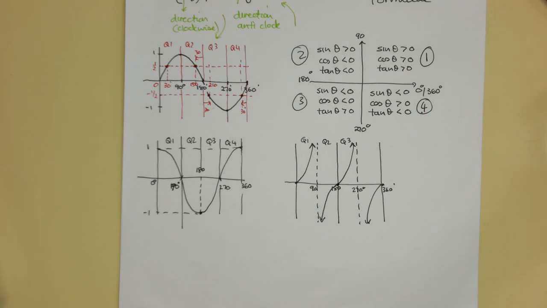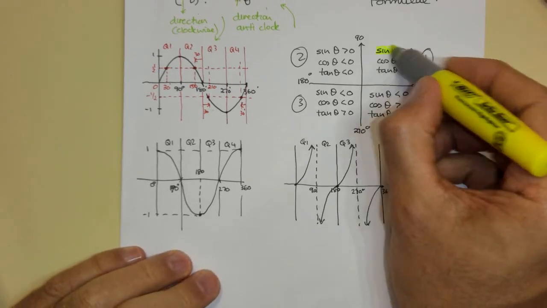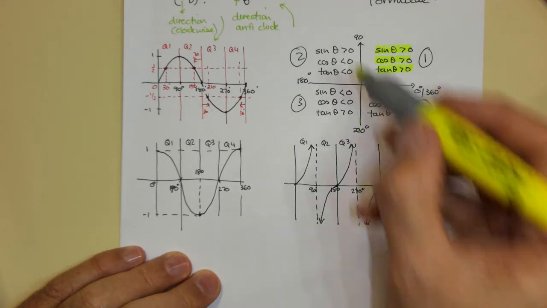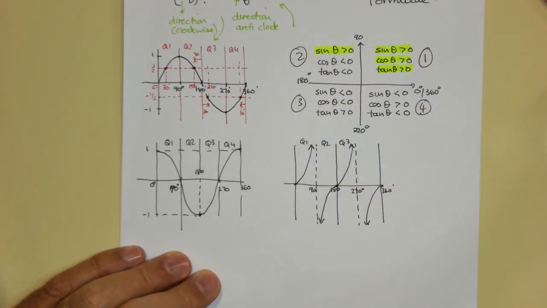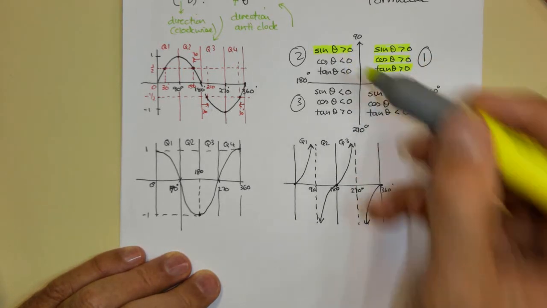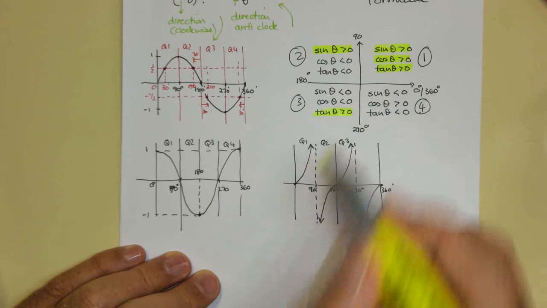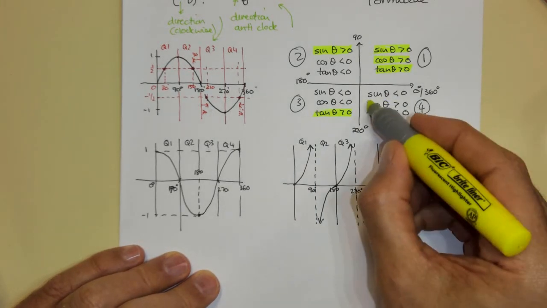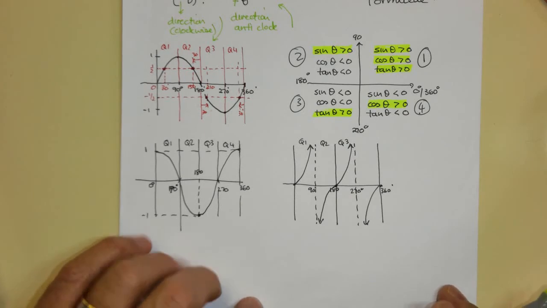And to remember all of this is a lot of work. So we're deciding that we're only going to remember where things are positive. Now if you look in the first quadrant, sine, cos and tan are positive. In the second quadrant, sine is positive. Anything else that's not positive there is negative. In the third quadrant, tan is positive by itself. And in the fourth quadrant, cosine will be positive.